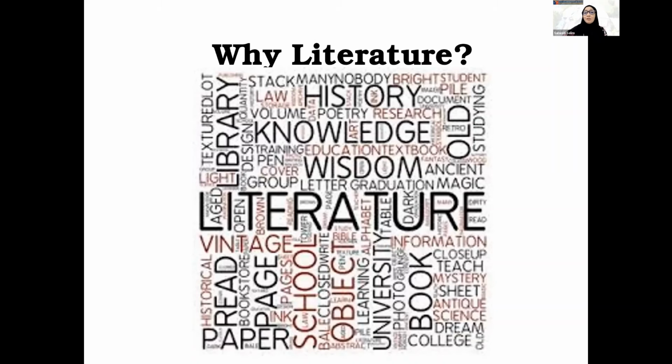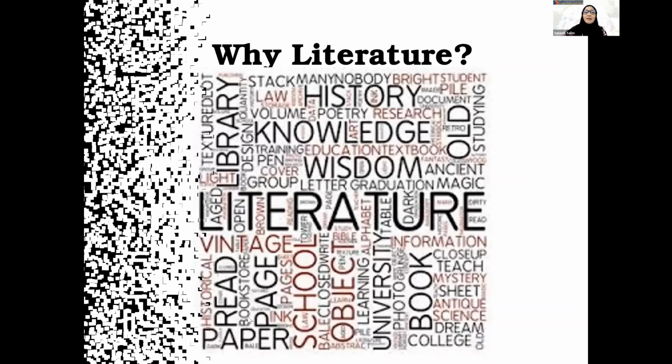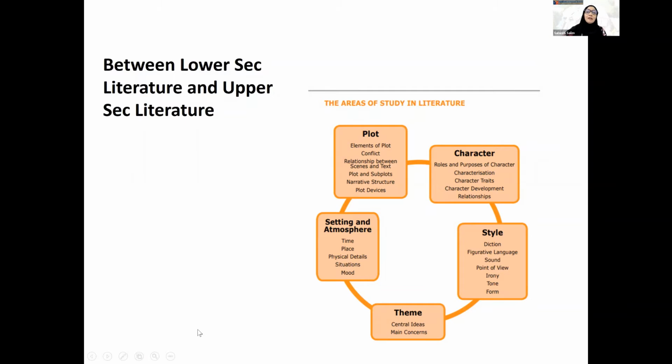So now that I've shared with you the 2 texts that you will be using in Sec 3 and Sec 4, why then should you take literature? Let me share with you 3 reasons why. Firstly would be the similarities between lower Sec literature and upper Sec literature. At lower Sec literature, we did explore the 5 areas of study, and they are plot, character, style, theme, as well as setting and atmosphere. You would have explored all these 5 areas of study when we did poetry as well as Wonders at Sec 2. When you go to Sec 3, these 5 areas of study would be reinforced further.